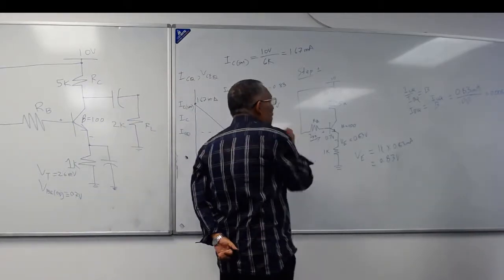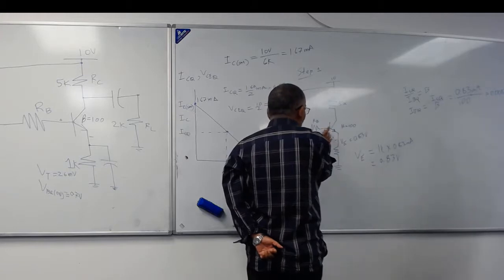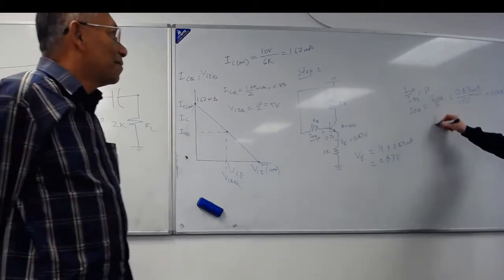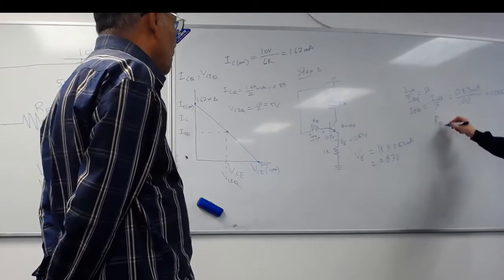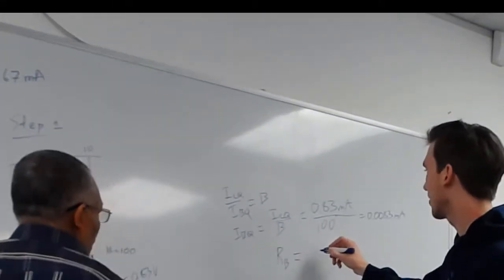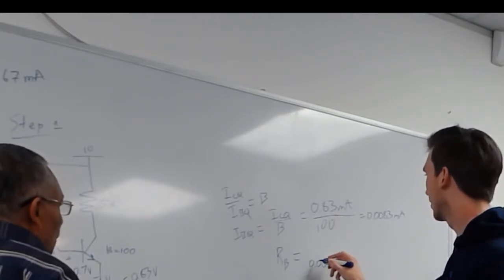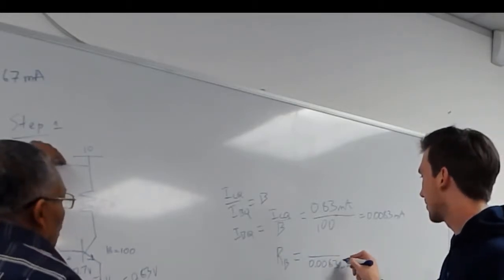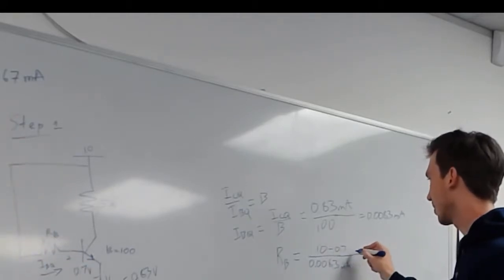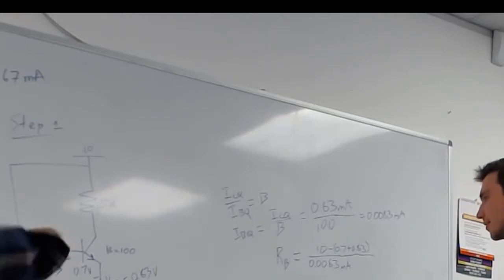So you can find RB now very easily. You know the current flowing here. You know this voltage minus this voltage is the voltage drop here. So that voltage divided by IBQ is RB. Okay, so do it now. Current must be in the bottom. On the top, you have 10 volt minus these two, 0.7 and 0.83. Okay, very good. So how much is RB?